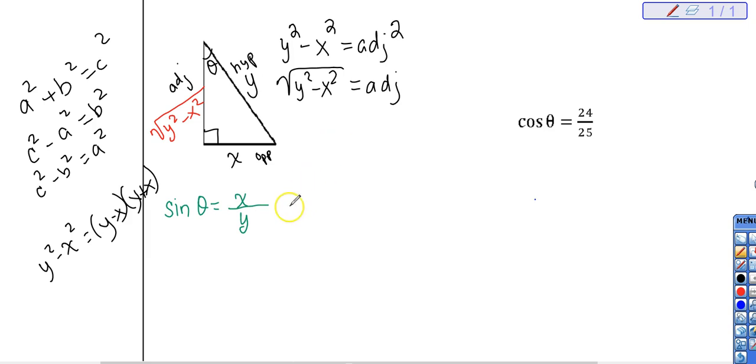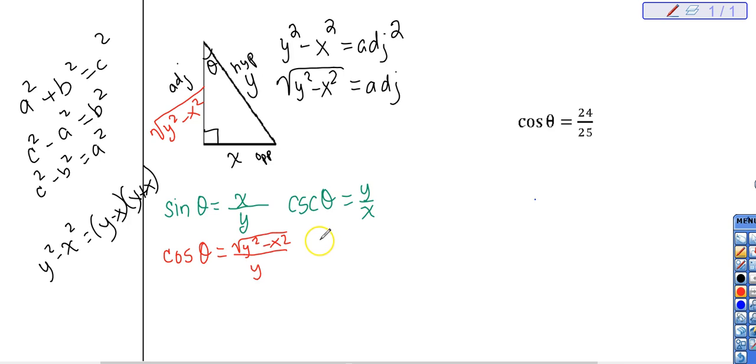Beautiful. All right, everybody, what's the reciprocal function? Cosecant. Cosecant of theta is y over x. All right. Switching to red pen, cosine. Cosine of theta is, let's see, Wyatt. Square root of y squared minus x squared over y.